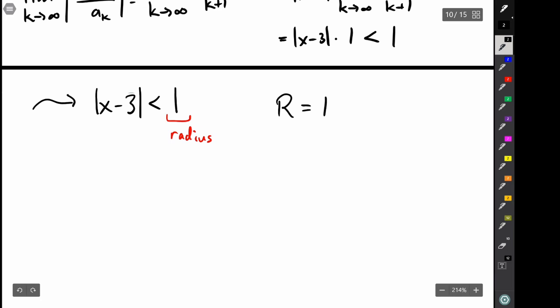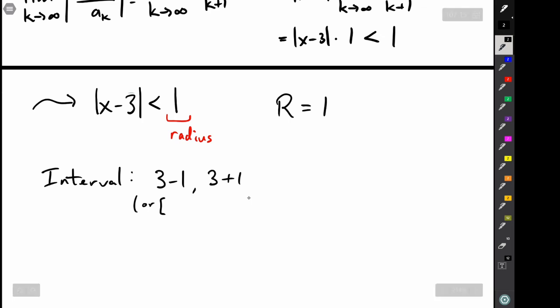All right. The interval of convergence, so here the center is 3. So we'll have 3 minus 1 and 3 plus 1. The question is, do we use parentheses or brackets here? So we'll have 2 to 4.